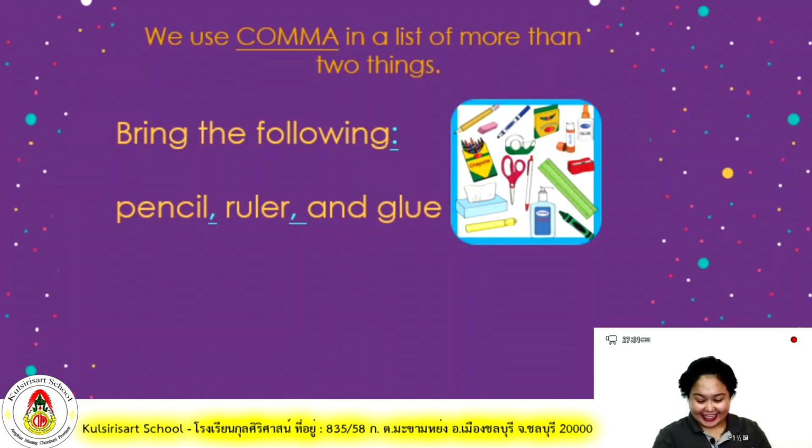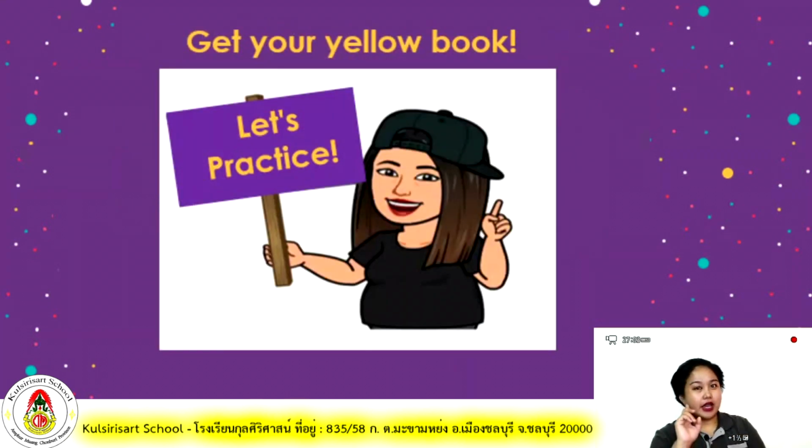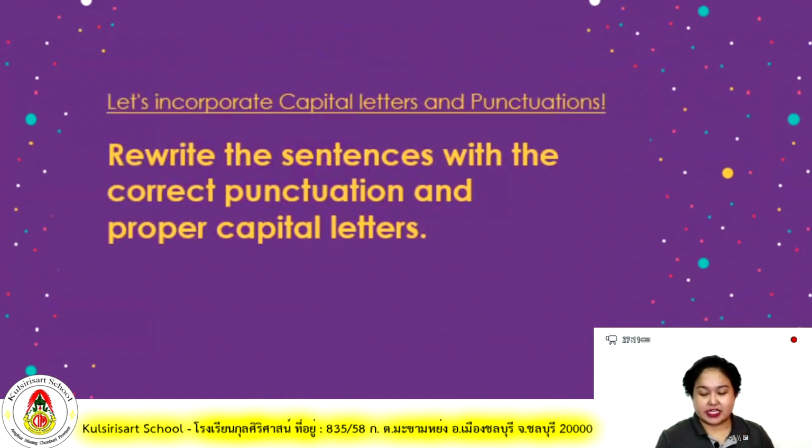Very good. Okay. Now, I want you to get your yellow book and open it again and let's have a practice again. In this activity, we're going to incorporate capital letters and punctuation. A while ago, we learned about capital letters and now let's have punctuation. I want you to rewrite the sentences with the correct punctuation and proper capital letters. Are you ready? Are you holding your pen now? Let's start.